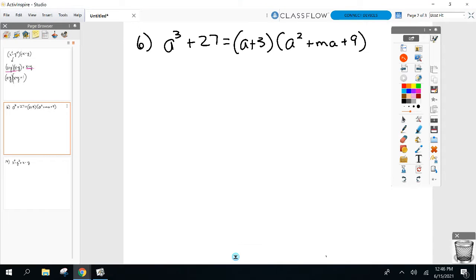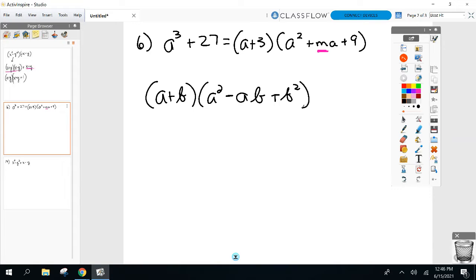All right, first here, number 6. You have sum of two cubes, and I'm looking for what the value of m is. All right, so if you remember, sum of two cubes has this formula: a plus b times a squared, I flip the sign in the middle, minus ab plus b squared. Okay, so a cubed is equal to a cubed in this problem. b cubed is equal to 27. So a is equal to a and b is equal to 3.